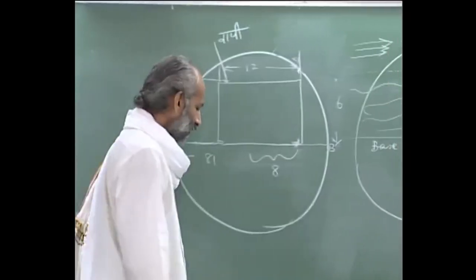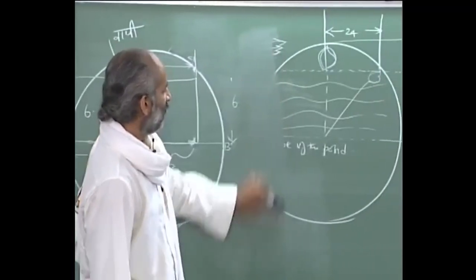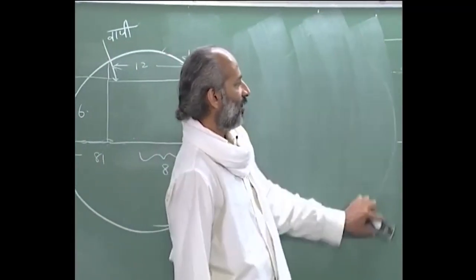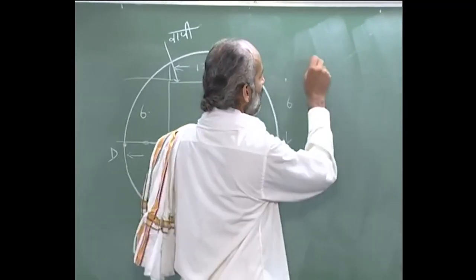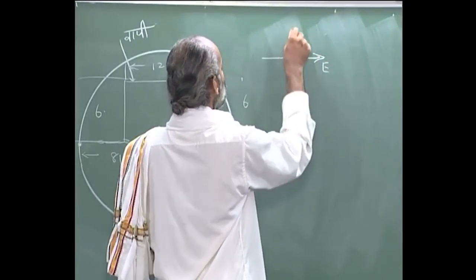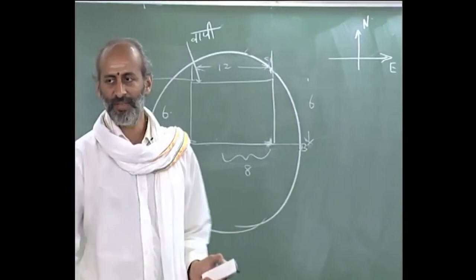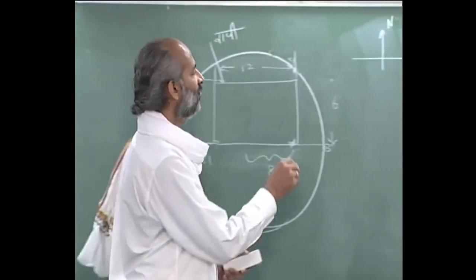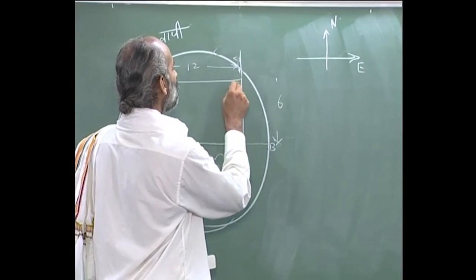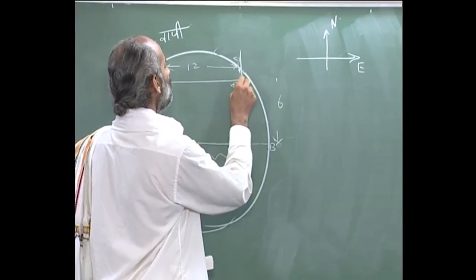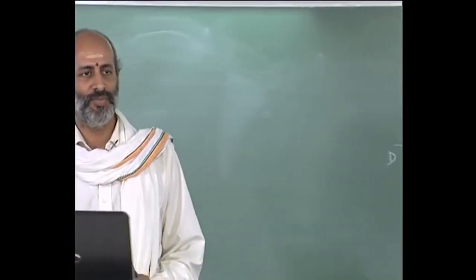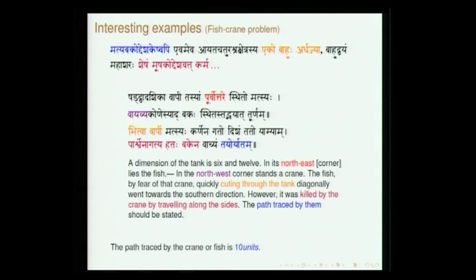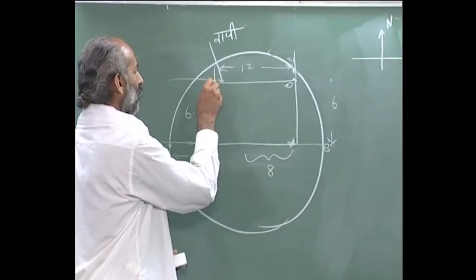Normally in all these kinds of descriptions where you may have to have geometrical figures drawn, they will always specify some direction. So we should just take it to be this. Suppose this is east and this is north. So he says purvottare sthito matsyaha, matsya is this fish, so this fish is here in this corner of this pond. Purvottara is northeast, it is there in that corner. Vayavya kone syad bakaha, vayavya actually is northwest. Okay, so the baka is standing here.